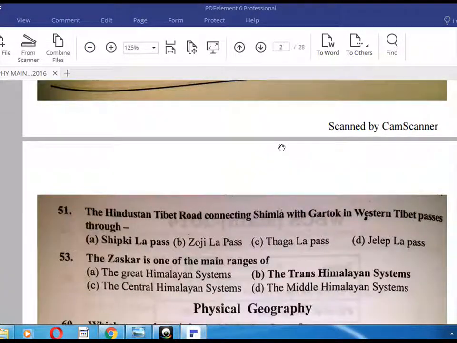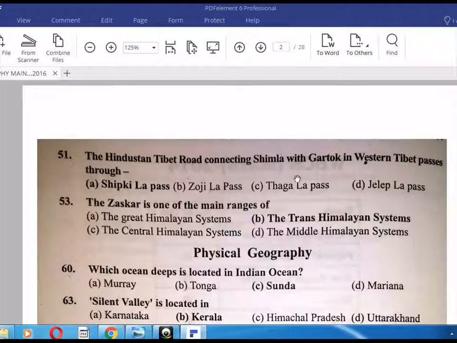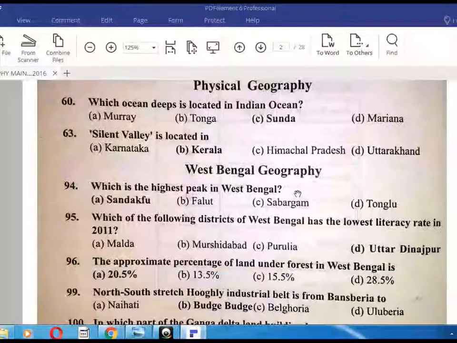Okay, the Hindustan-Tibet Road connecting Simla with Gangtok in Western Tibet passes through Shipki La Pass. The Zaskar is one of the main ranges of the Trans-Himalayan system.